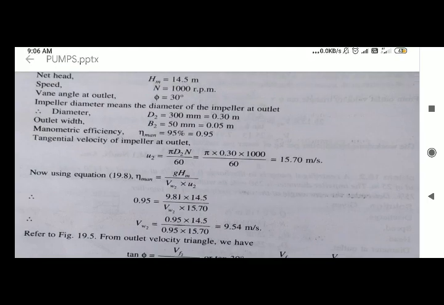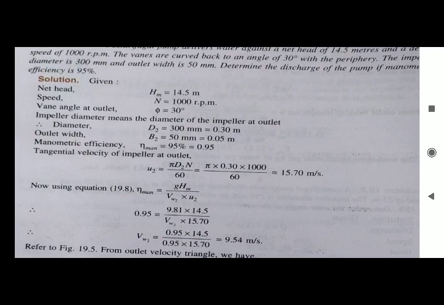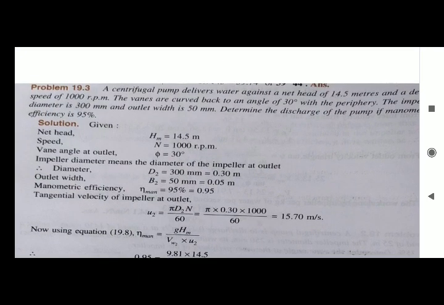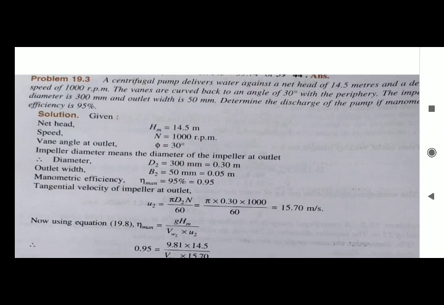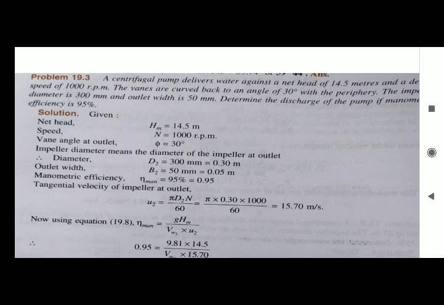Here the diameter is given in the problem itself. Net head is given, speed is given, then the vane angle at outlet is given, phi equal to 30 degree. Impeller diameter means diameter of impeller at outlet only. That's an important point. So diameter is also given, 300 mm. Outer width B2 is given. Manometric efficiency is given. We know the tangential velocity formula: U2 equal to pi d2 n by 60.